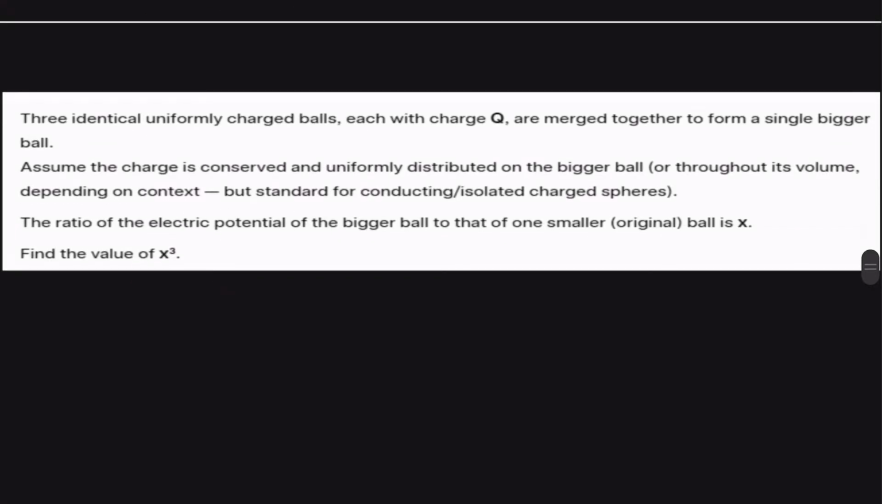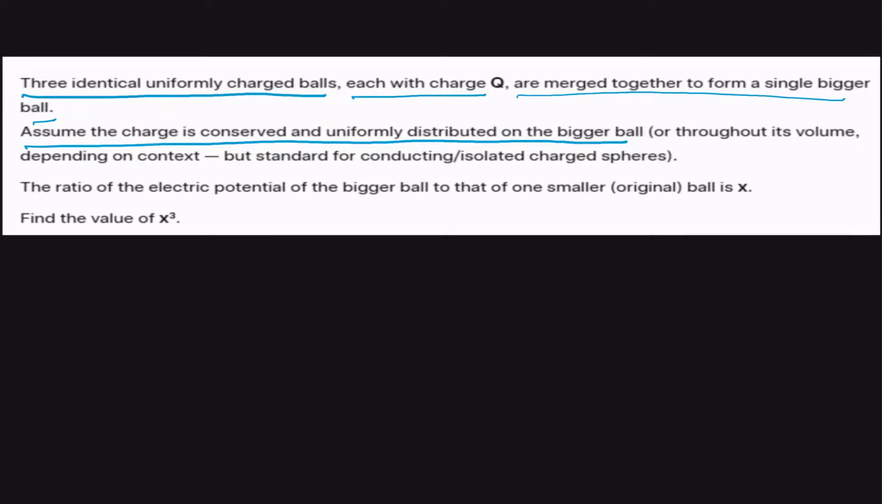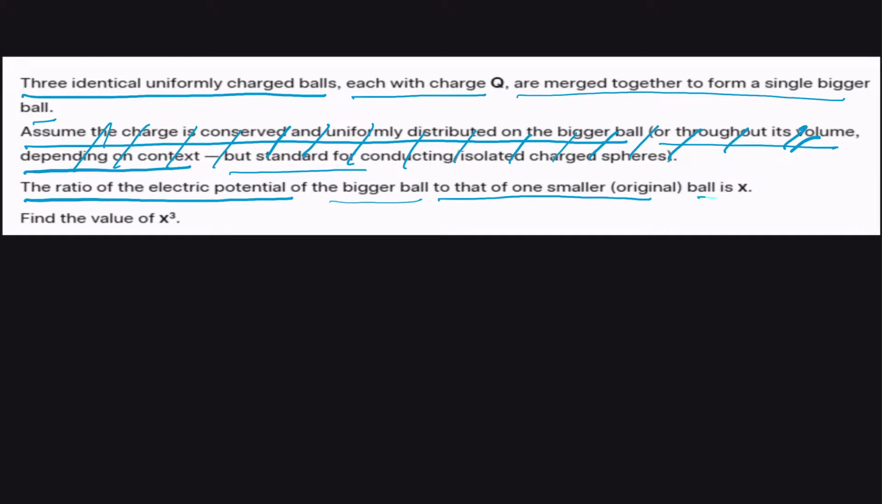Okay, so it states that 3 identical uniformly charged balls, each of charge q, are merged together to form a single bigger ball. Assume the charge is conserved and uniformly distributed throughout its volume. The ratio of the electric potential of the bigger ball to that of the smaller is x. Find the value of x cube. Basically it is related with the charge conservation.